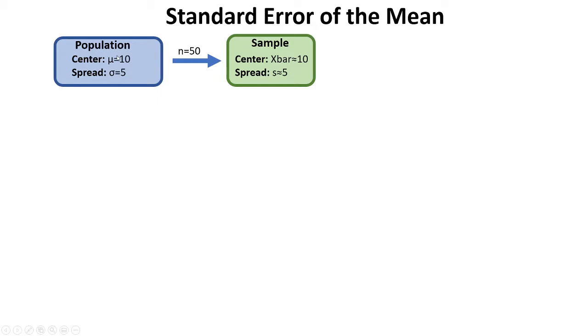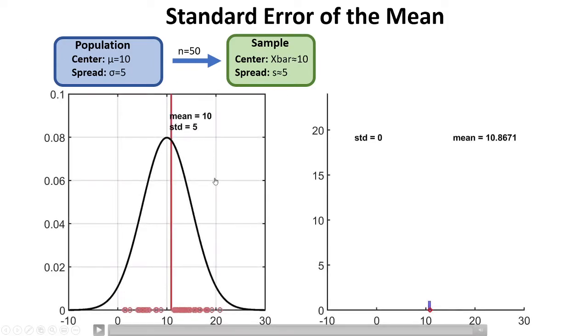and saying that for a population with a mean and a variance, if we take samples, in this case samples with n equals 50, each one of those samples is going to have a center denoted by x bar that is close to our population mean, but not exactly it, and a spread that is close to our population standard deviation, but not exactly it, right?